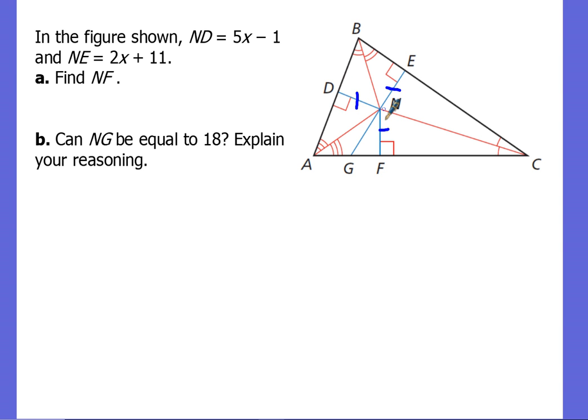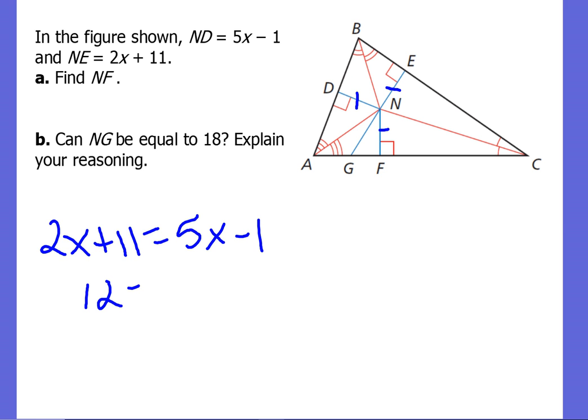Because remember, the shortest distance from a point to a line is the perpendicular line. And so what I can see right here is that ND and NE are congruent, and I can use that to say that 2x plus 1 is equal to 5x minus 1. They are equidistant to each other. Let's go ahead and solve. I see that 2 equals 3x when I add and subtract across the equal sign, and then I divide by 3 and I get x equals 4.